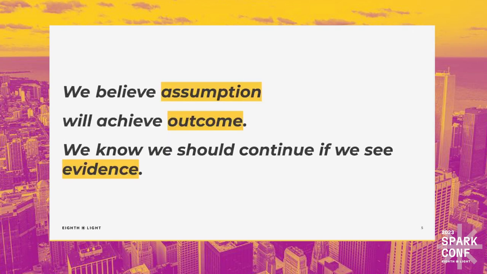So what does this look like? We have some desired outcome. We state an assumption about how to achieve that outcome. And we define measurable criteria to help understand if we're making progress towards that outcome. So here we've got, we believe some assumption will achieve some outcome. We know we should continue if we see some evidence.